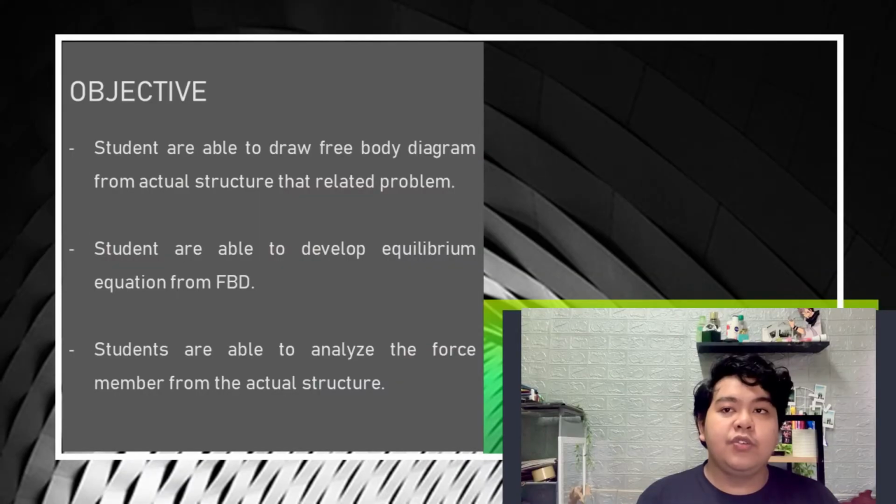Now, I'm going to present the objective of this project. Firstly, students are able to draw a free body diagram from an actual structure that relates to the problem. Next, students are able to develop the equilibrium equation from the FBD. And lastly, students are able to analyze the force in the members of the actual structure.